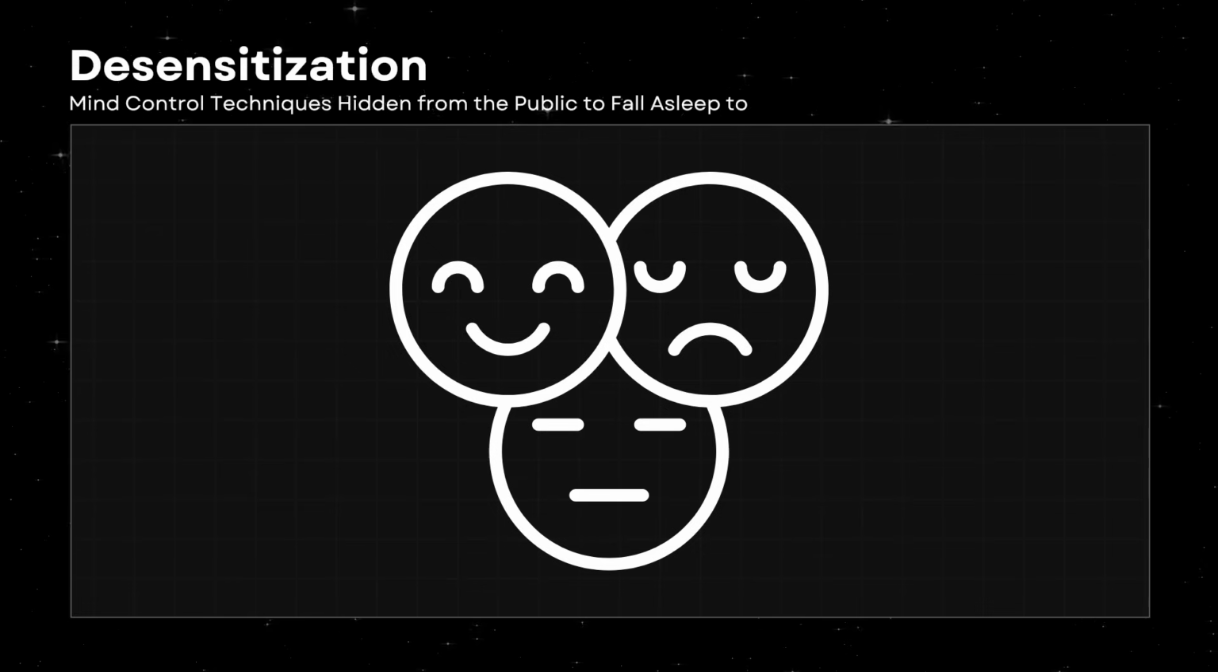This method also appears in policy. A government may introduce a harsh rule after a crisis. The public reacts. But if the rule stays, the protests fade. Years later, a harsher rule appears. The public barely notices. The line moved slowly. Each step seemed small, but the total change is large. The population now accepts what once would have caused outrage.